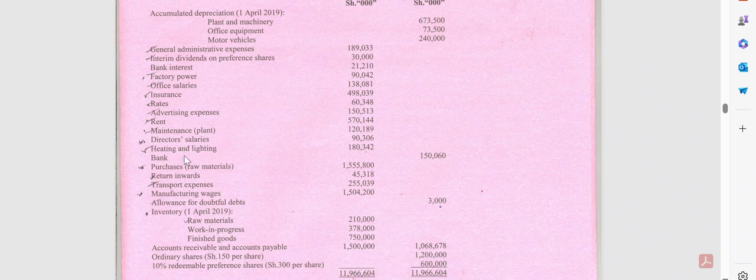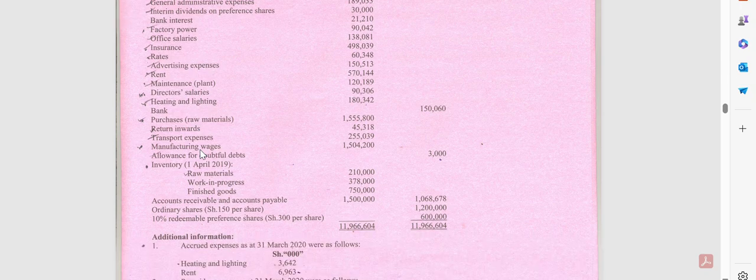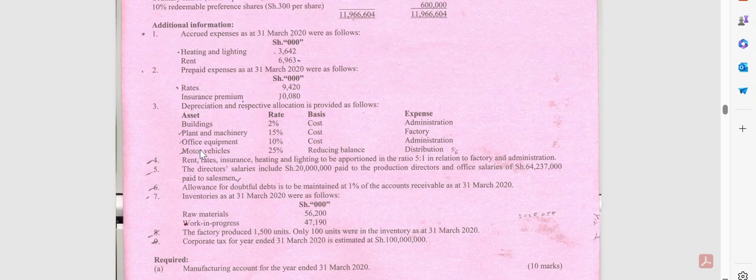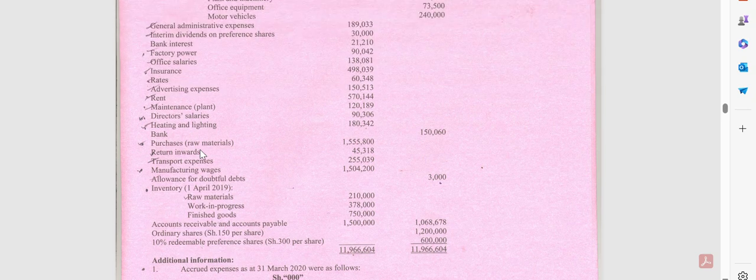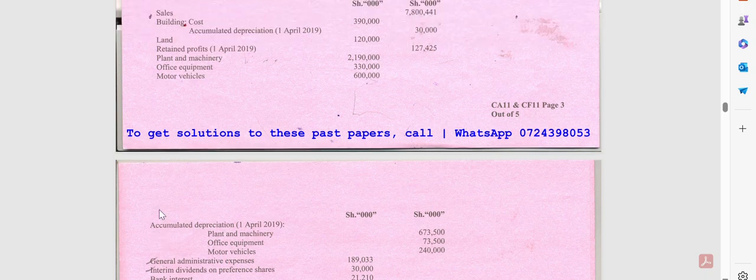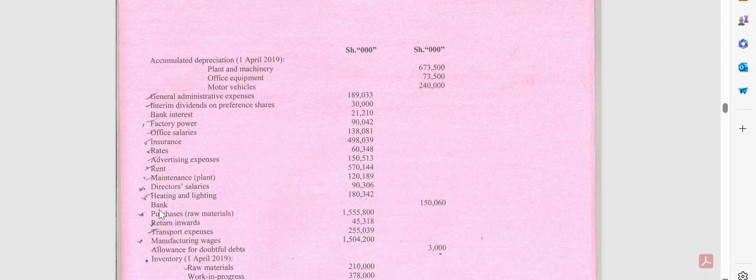Heating and lighting. So for heating and lighting, did we have that info? Yeah, we were done with heating and lighting, yes. Then we have bank purchases, return inwards, transport expense, manufacturing wages, allowance for doubtful debt, inventory. So it seems we are done with everything that should be recorded under the manufacturing account.